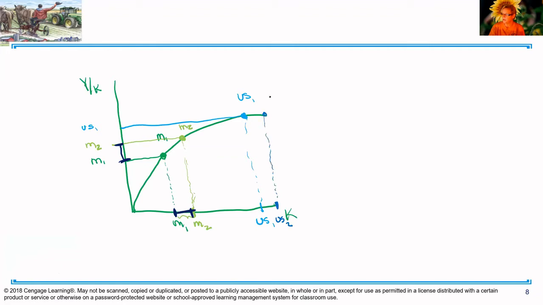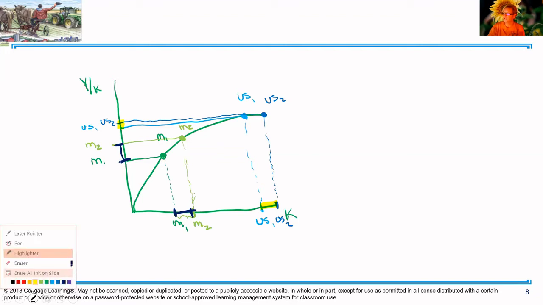Here's the US 2. I would say it's going to be very slight. So here's US 2. So notice the gain. Here's the investment from the International Monetary Fund, and the gain is something substantially less. Now, why is it? Well, this explains the catch-up effect.